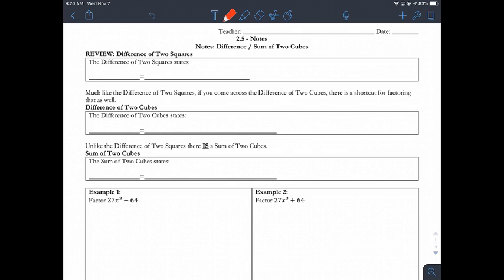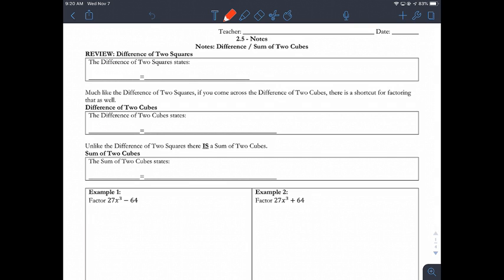Welcome back, everybody. We're going to be talking about 2-5 notes today. So, much like the difference of two squares, there's also a difference of two cubes. We're going to be talking about the difference of two cubes today and the sum of two cubes. To begin with, let's review difference of two squares.